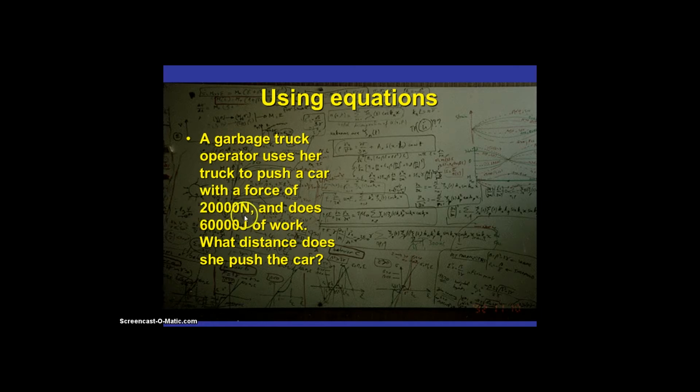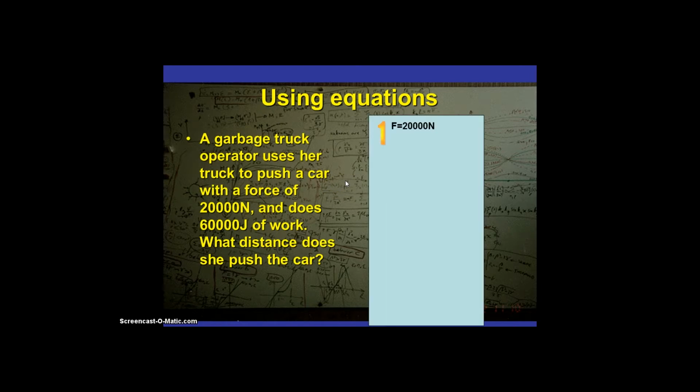So here we see 20,000 N. What is that? Well, it's a force of 20,000 N. So force is our variable. We look that up on the sheet I gave you. You see force is a capital F. So capital F is 20,000 newtons.